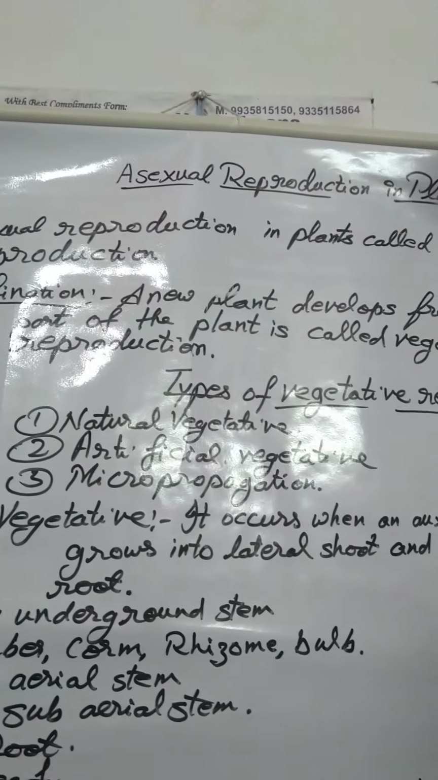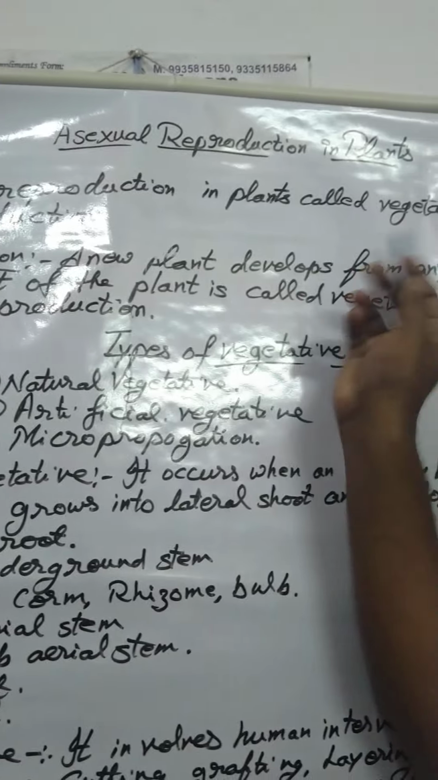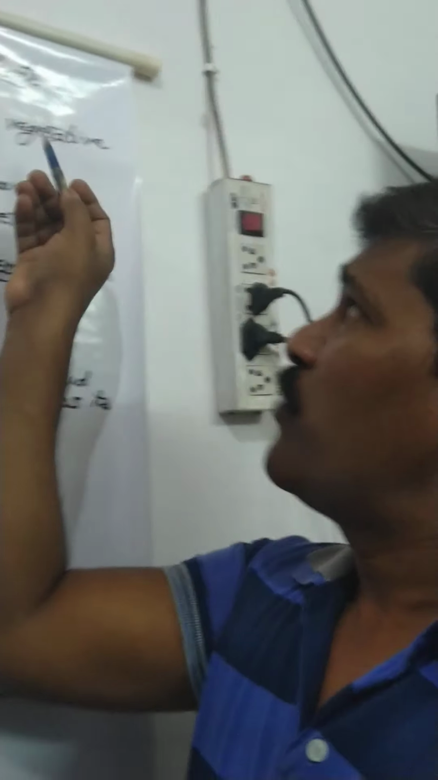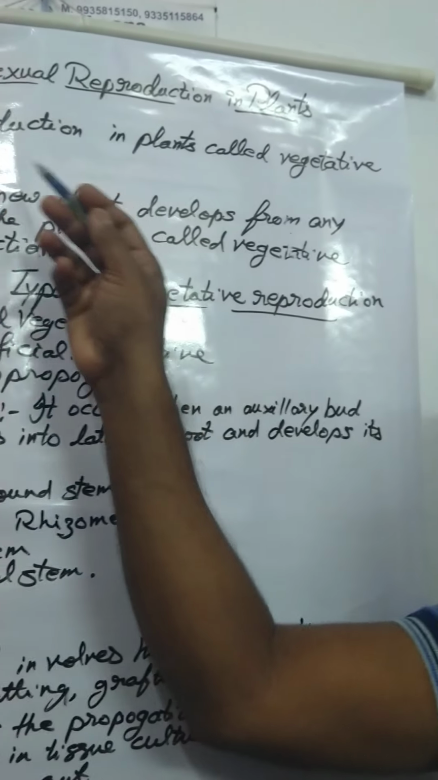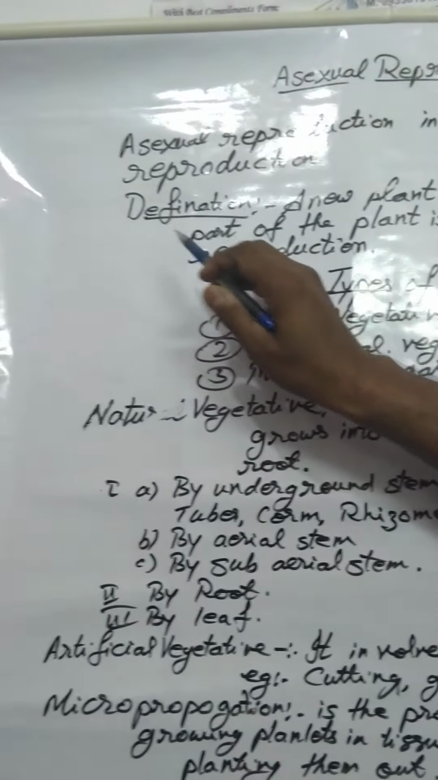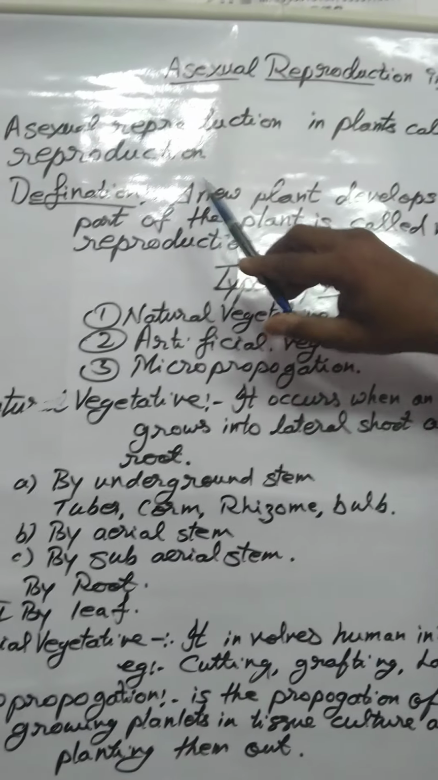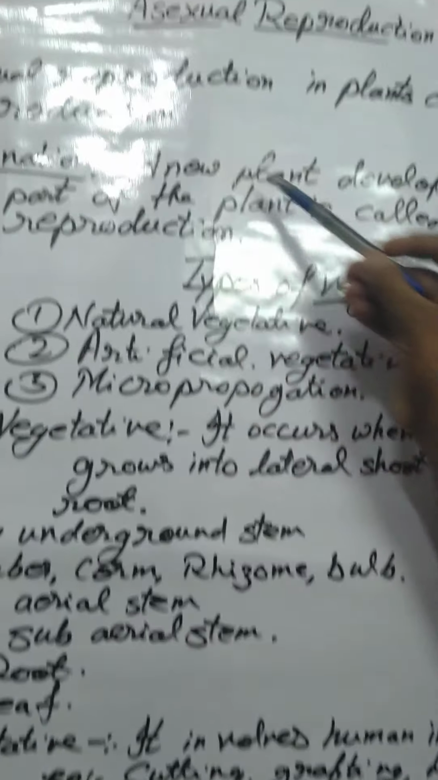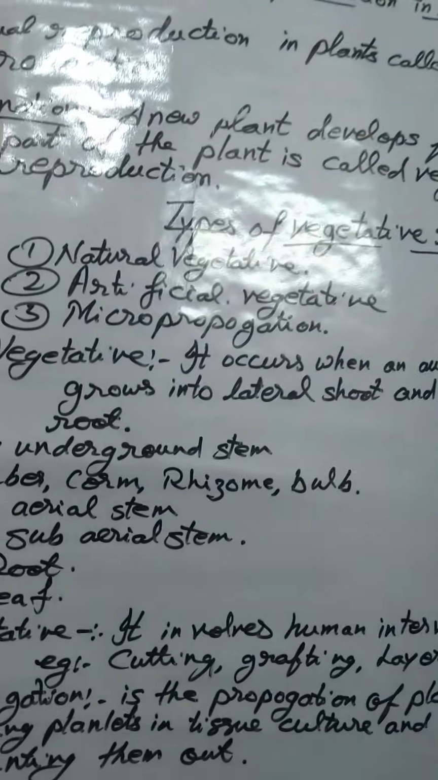In asexual reproduction, when asexual reproduction takes place in plants, then it is called vegetative reproduction. The word vegetative itself defines vegetative parts. Its definition can be like this: a new plant develops from any part of the plant is called vegetative reproduction.